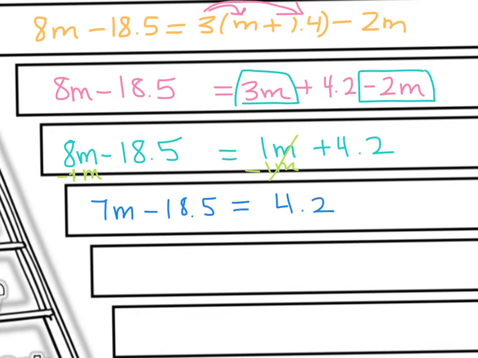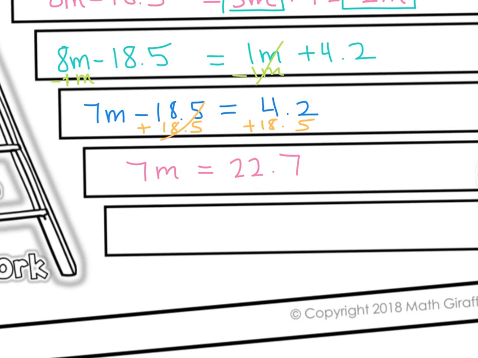Now I want to get my constants to the right. So I use inverse operations, and I add 18.5 to both sides. That'll get 7m on one side and 22.7 on the other side. Now we're down to a one-step equation. Hopefully you're recognizing that this is 7 times m. So to get m by itself, to isolate the variable, I'm going to divide both sides by 7.